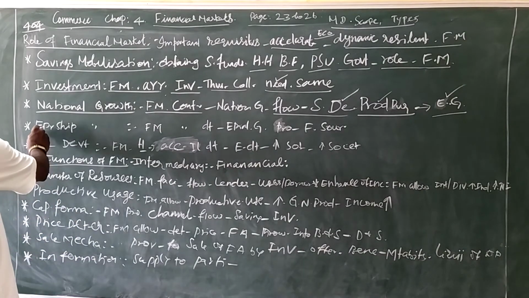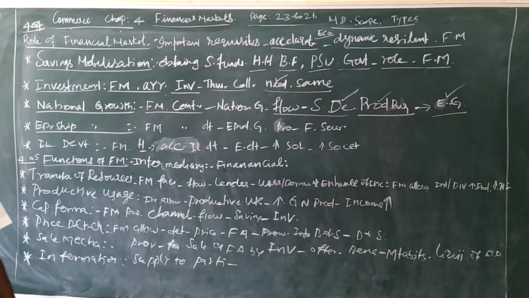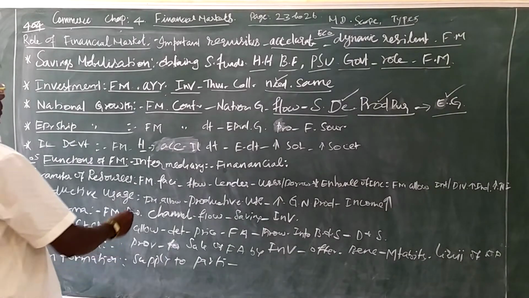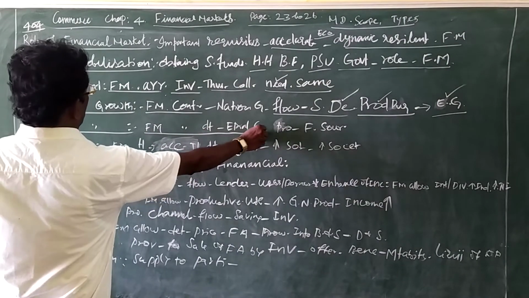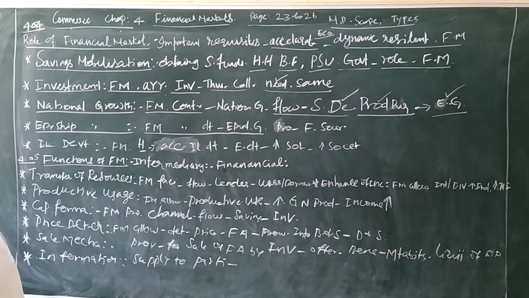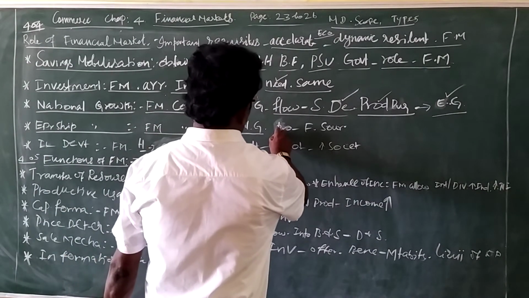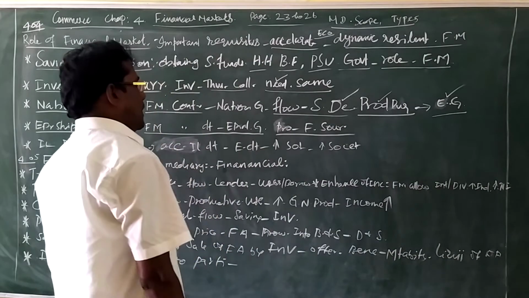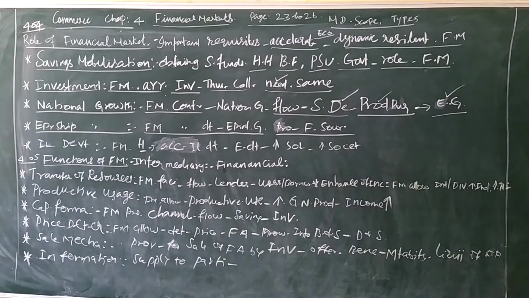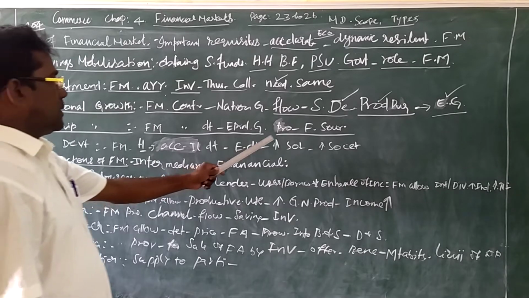Then, not only the growth of the nation, but also entrepreneurship growth. The financial market contributes to the development of entrepreneurial growth. How is it possible? By way of providing funds or financial assistance through the financial sources. The funds thus collected from various sources should be supplied to and utilized by entrepreneurs for productive purposes.